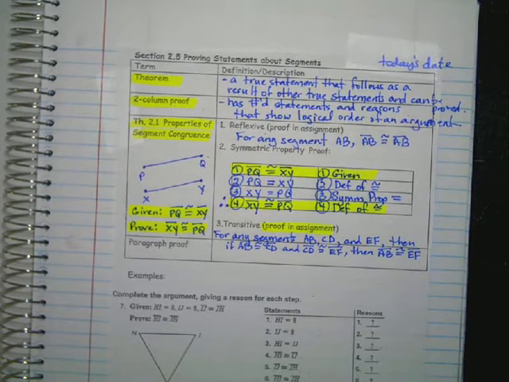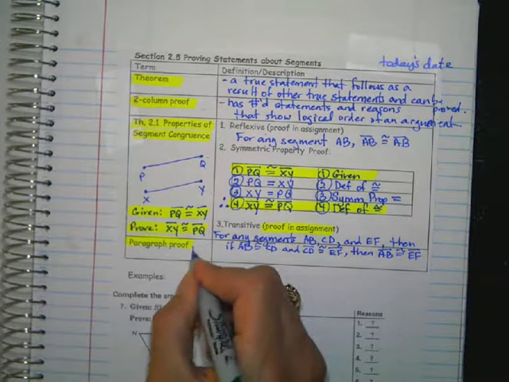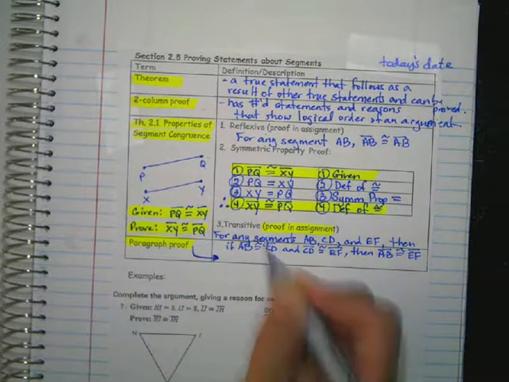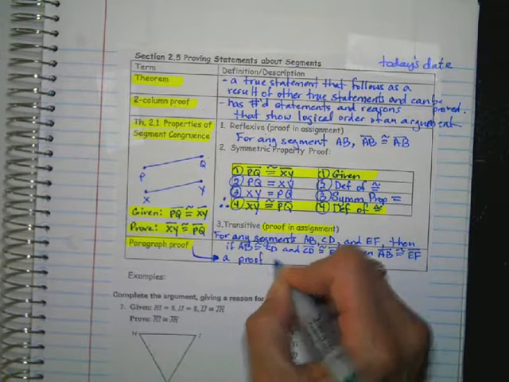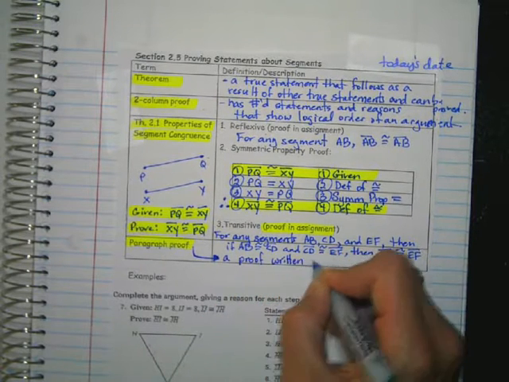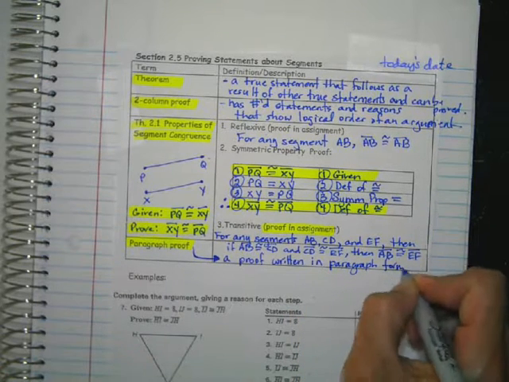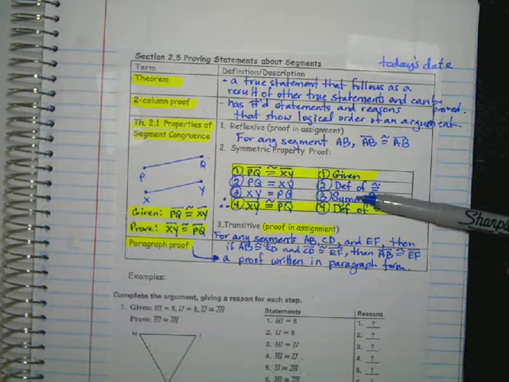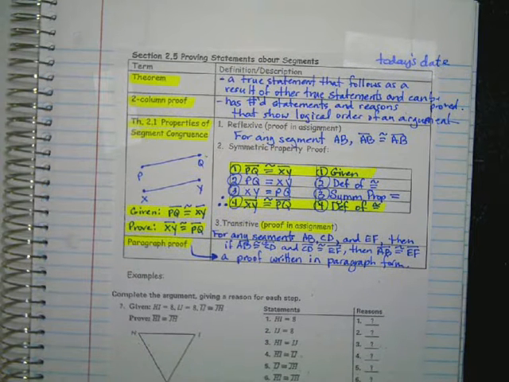All right, the next thing, the paragraph proof. I'm going to have to write the paragraph proof down here a little lower. The paragraph proof is a proof written in paragraph form. So basically what happens is instead of you organizing it nice and neat in a little chart, you basically just tell me a story of how you get from point A to point B. We'll see some of those here and there as we go.